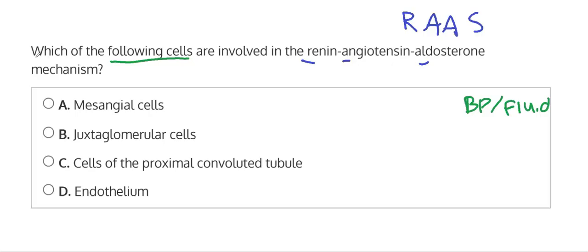So going through the choices, option A is the mesangial cells. And these cells, they support the glomerular capillaries and they help to regulate filtration, but they're not directly related to the RAAS system. This is more for that process with the kidneys in terms of excreting fluids. So the kidneys are involved in blood pressure control and in excretion of fluid. So in the process of excreting fluid, it could affect blood pressure, but it's not considered directly related to this RAAS system, and therefore we could eliminate option A.